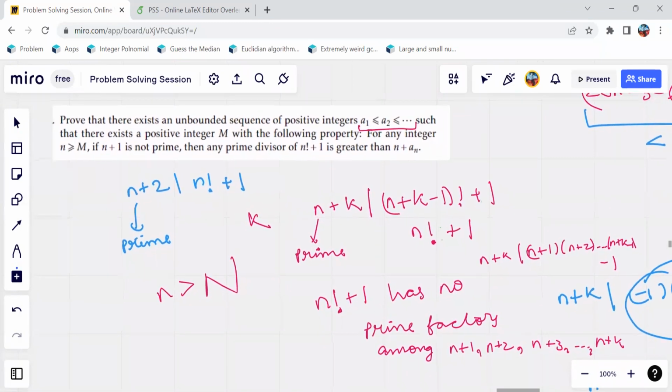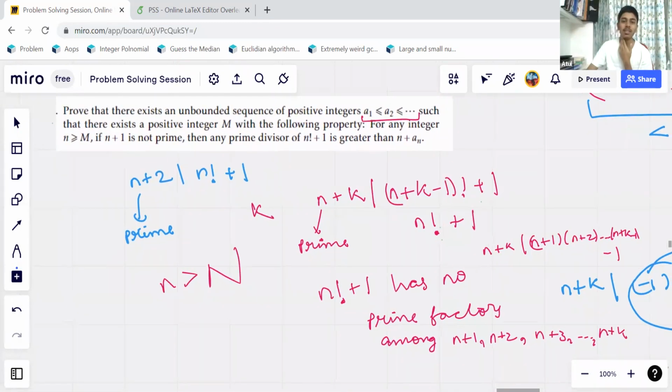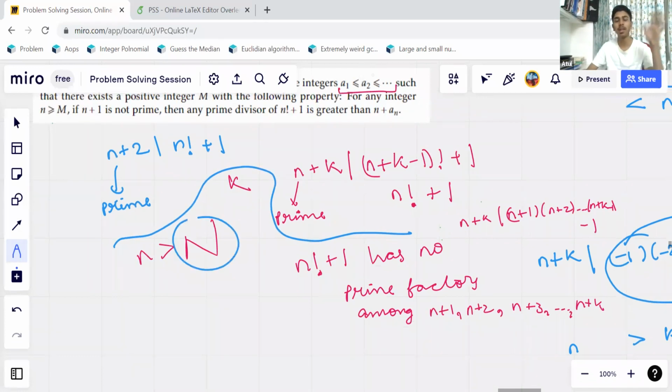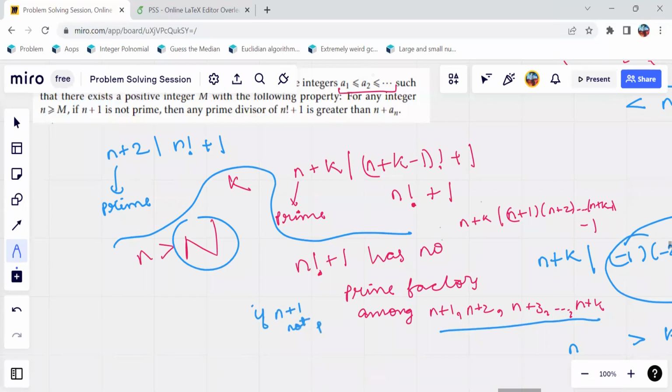It is a bit weirdly written. It's essentially just asking you to show this: for any positive integer k that I fix, you can find such an n, such that for all sufficiently large numbers, n factorial plus 1 has no prime factors among these, if n plus 1 is not prime. Okay.